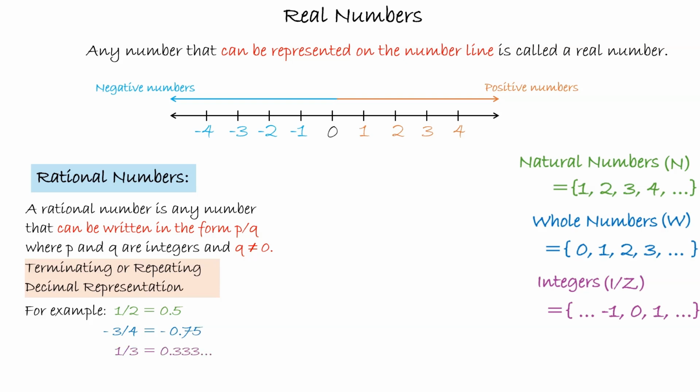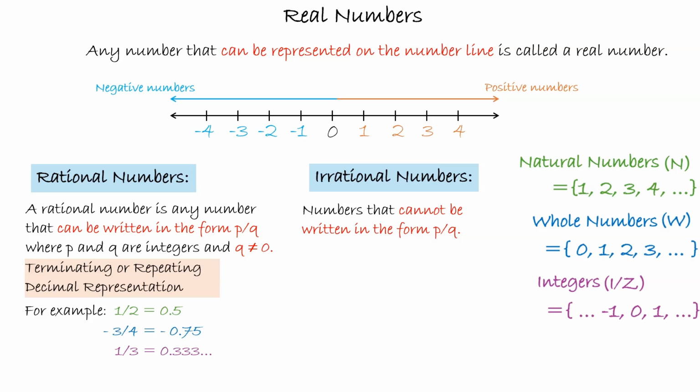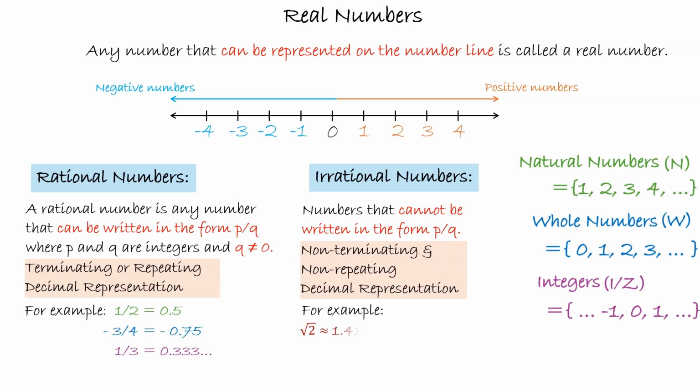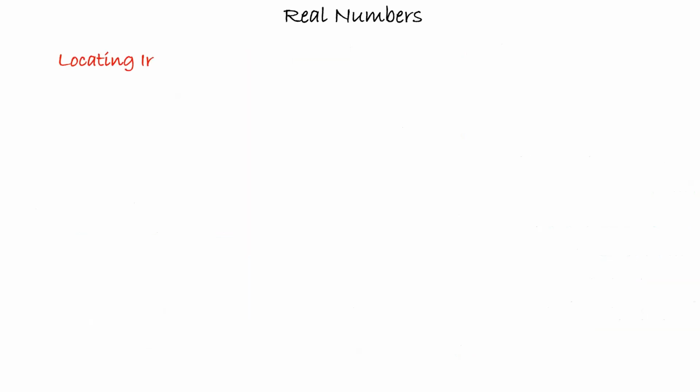There are still some mysterious numbers that cannot be written in the form p by q. These are called irrational numbers. Irrational numbers have non-terminating and non-repeating decimal representation. For example, square root of 2 and pi. Let's see how we can locate some irrational numbers on the number line.